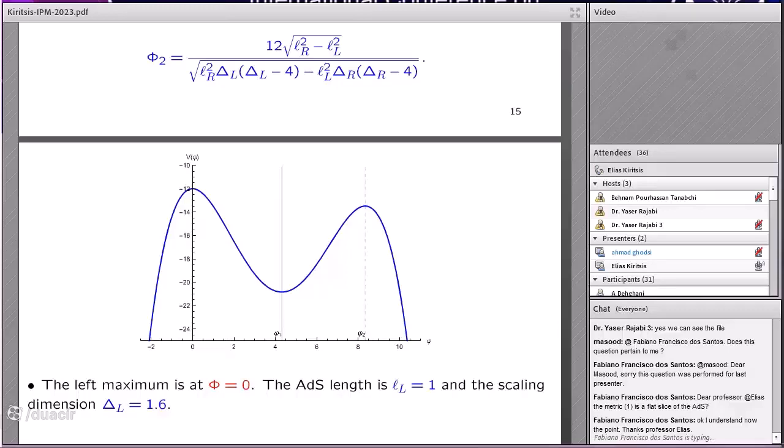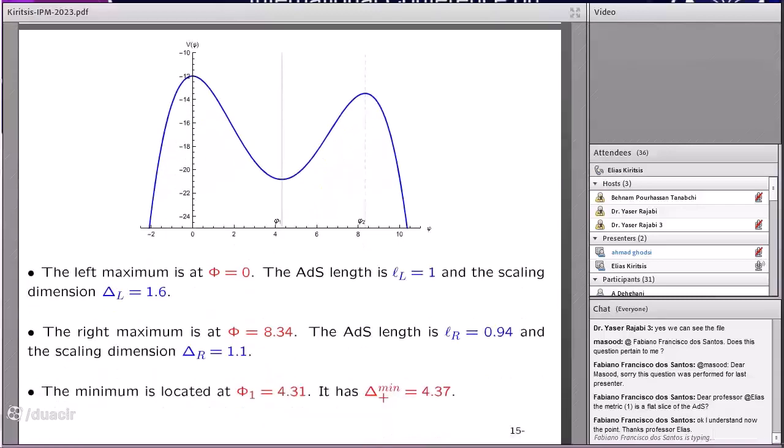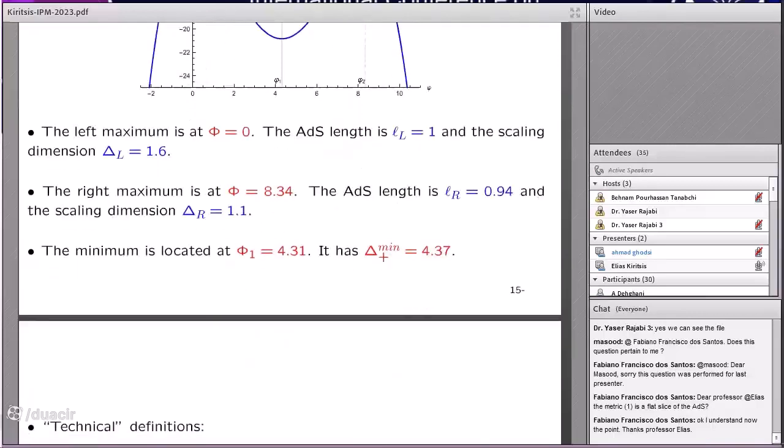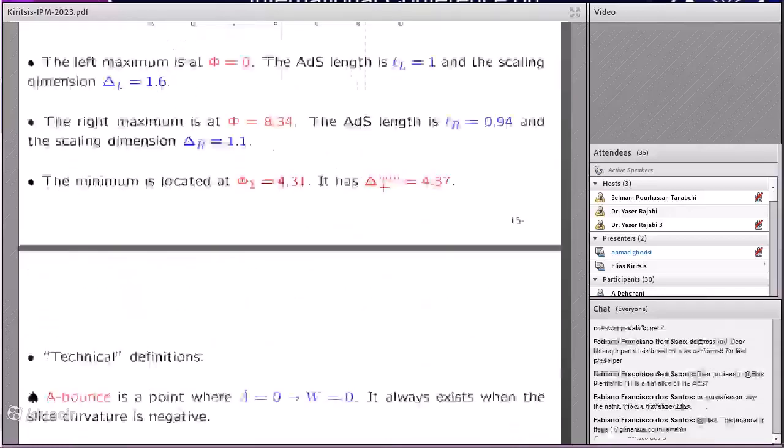It's a potential with two maxima and one minimum. The maxima are UV fixed points in the usual sense if you had flat flows, and the minimum is an IR fixed point. And I will put the left maximum at phi equals 0. The right maximum will be at some value 8 point something, and then the minimum is somewhere in between. And then I will fix the scaling dimensions of the operator dual to the scalar phi in these two maxima. One will be 1.6, the other will be 1.1. I fix also the AdS scales here and there, and that's basically what fixes completely the potential. So this is the type of potential. It's a generic potential with two maxima and a minimum, and this is what I will use, in fact, to study the flows of the type I've described here with negative curvature slices.